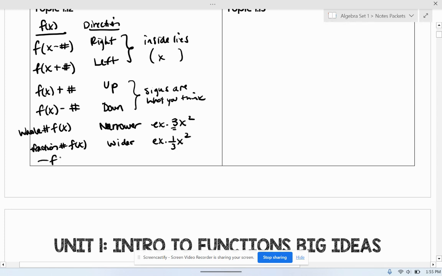And if you have a negative out front, the function flips over the x-axis. And you can think about that as a reflection. Whoa, reflection.